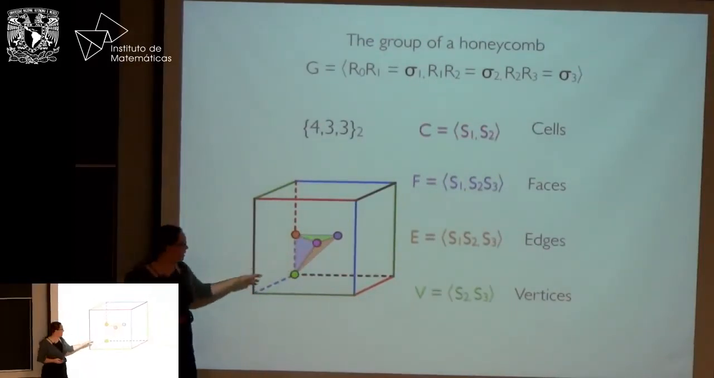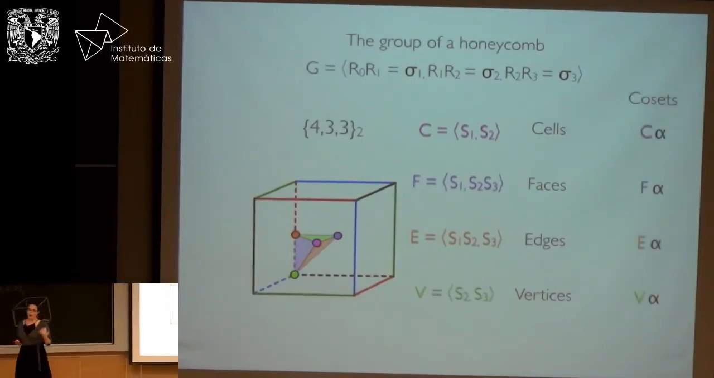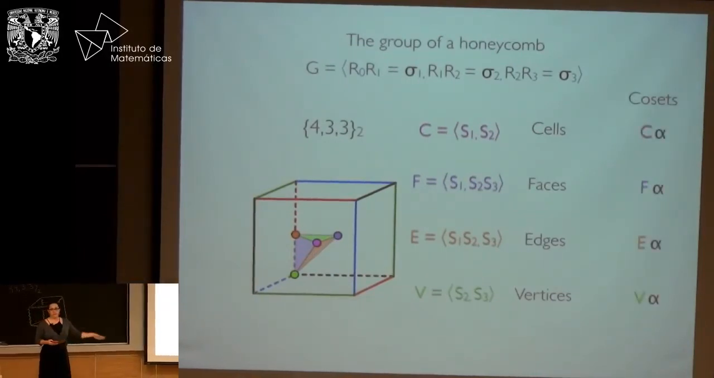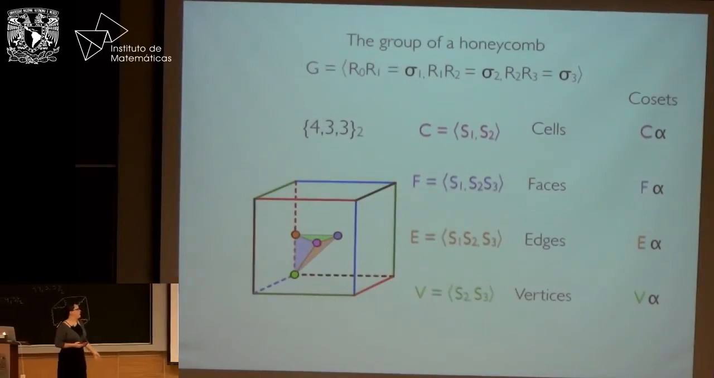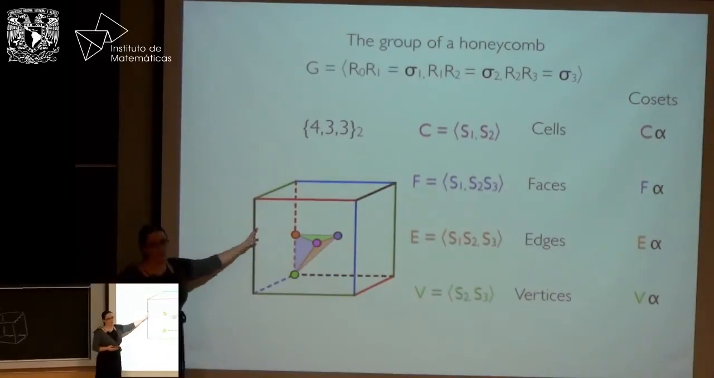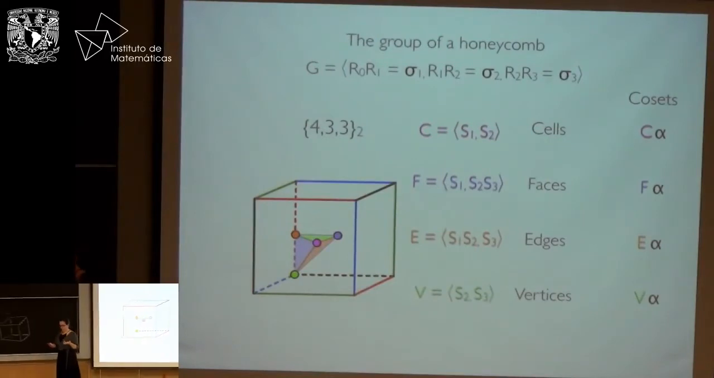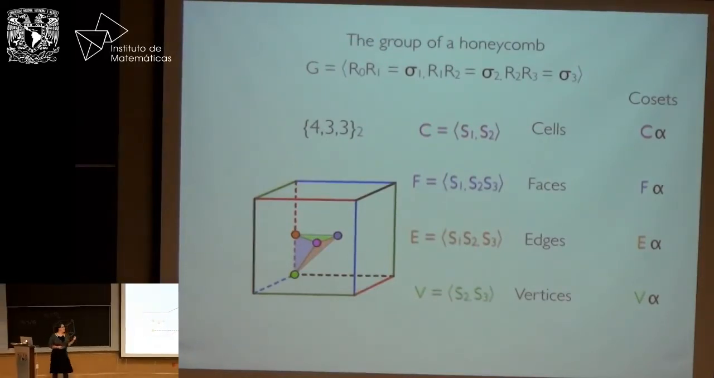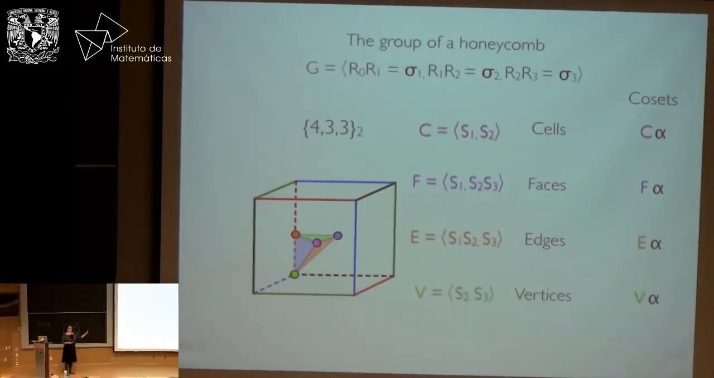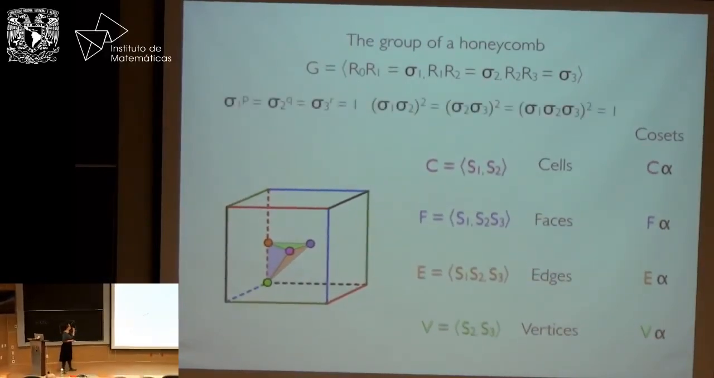And then the other vertices, edges, faces, and so on, I can identify them with the cosets of these groups. And the reason why I can do that is because the group is transitive on vertices, edges, faces, and cells. Well, there's only one cell. So then what I have is a group that represents my honeycomb. And this group satisfies some relations that are really easy to see from the relations of the group that I quotient. And they are there.